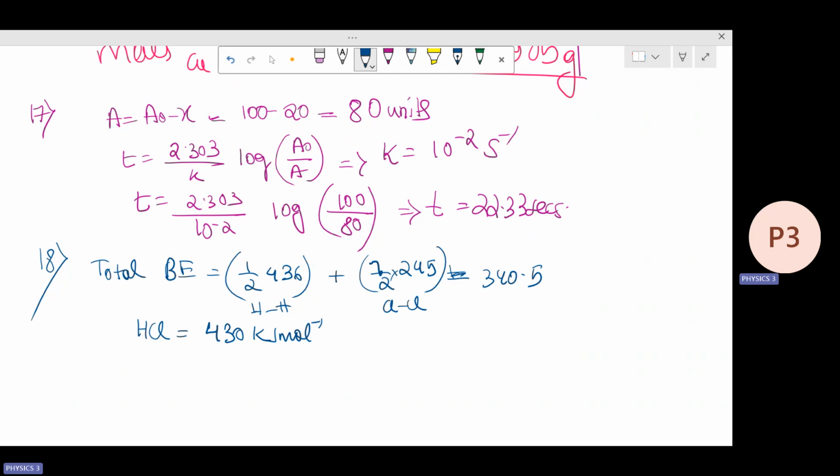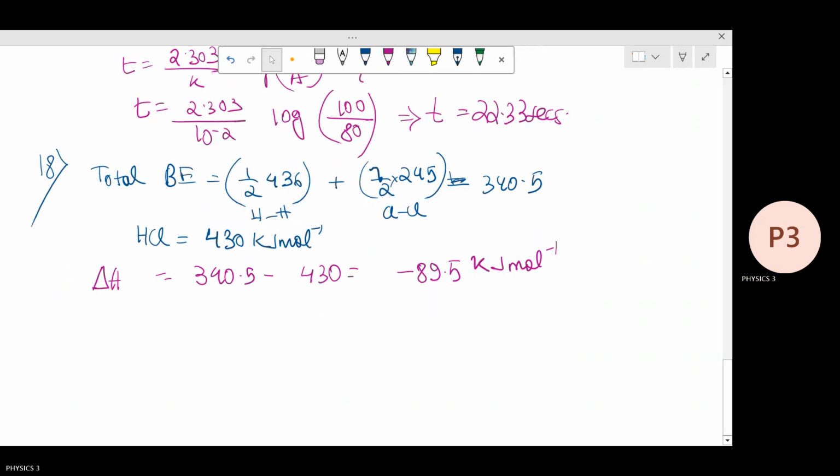Now, students, if we go for this, we can calculate delta H as well. In case of delta H, it will be 340.5 minus 430, which will overall come to minus 89.5 kilojoule per mole. So my final answer will be minus 89.5 kilojoule per mole.